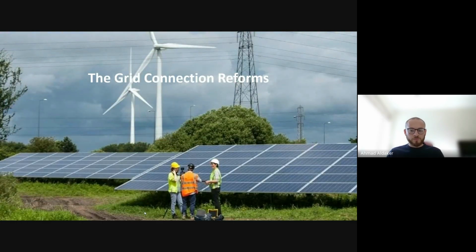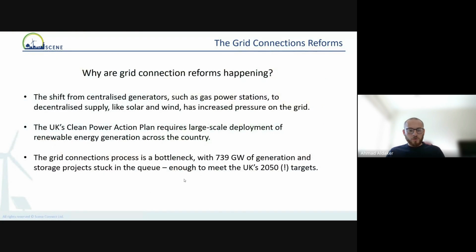So why are these reforms happening? And how are they relevant to community energy? Well, the UK's power grid was built to handle supply coming from centralized generators, like gas and coal power stations. And the shift from this to a decentralized supply, like solar and wind, is only increasing pressure on the grid. This is alongside increasing power demand, which is set to increase in the UK by 50% by 2035.